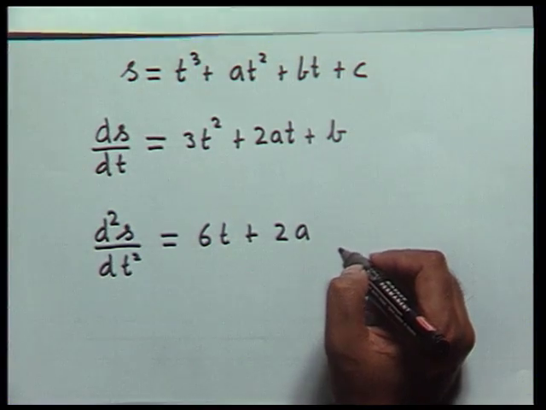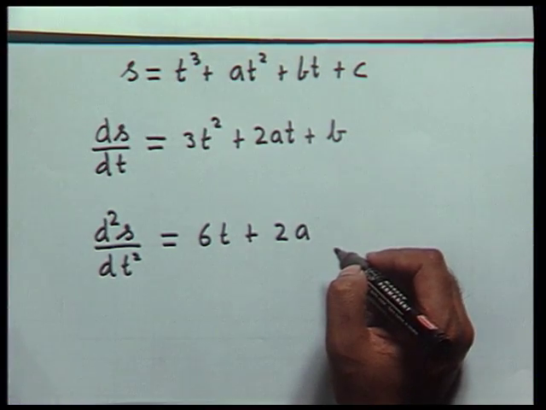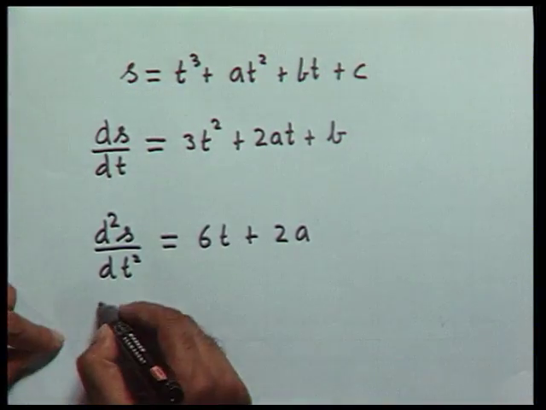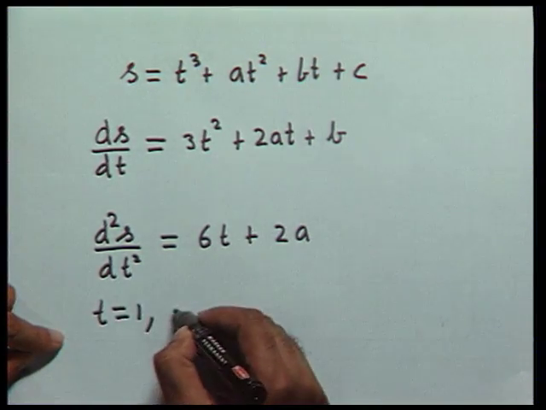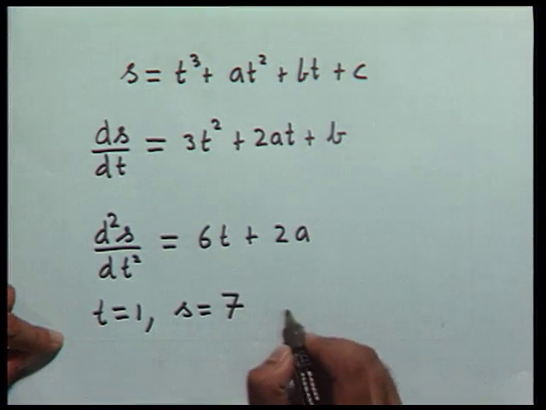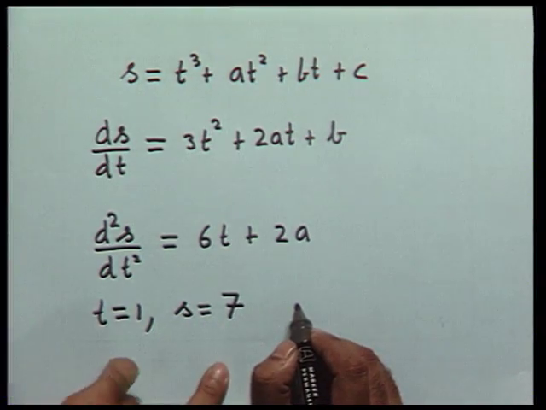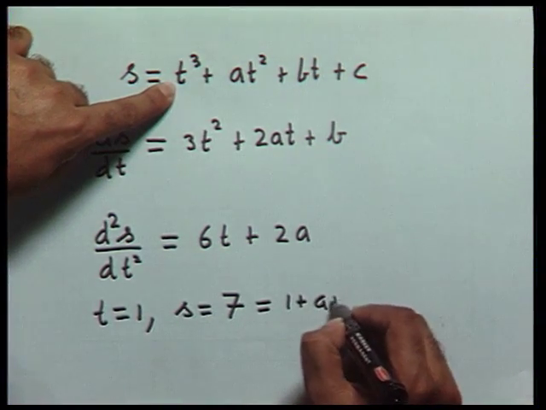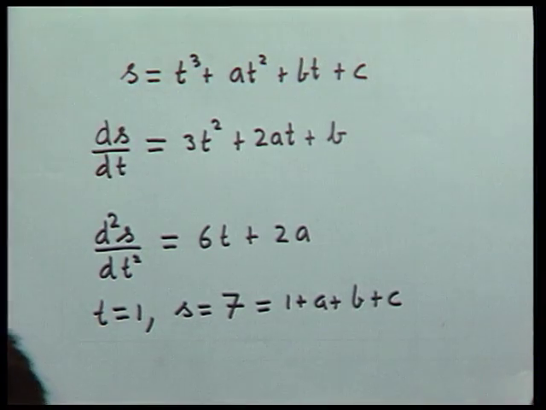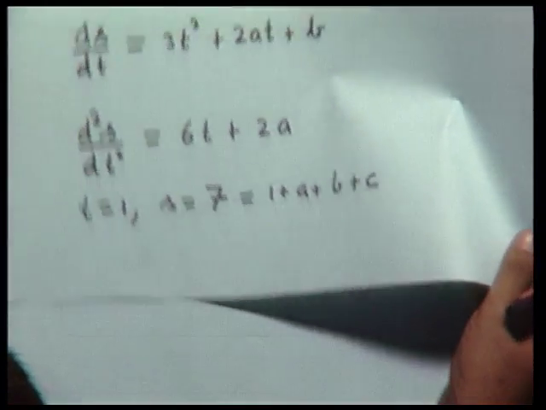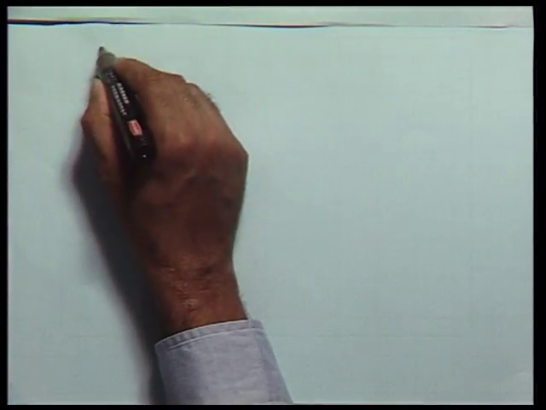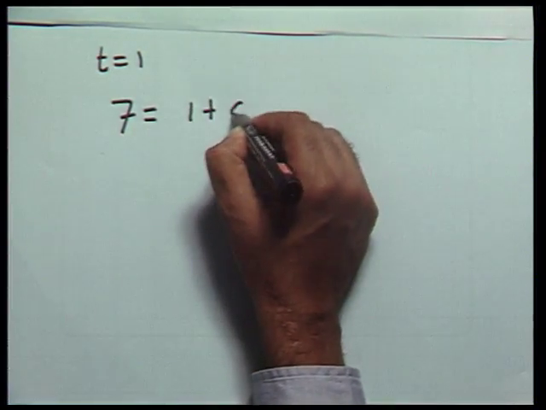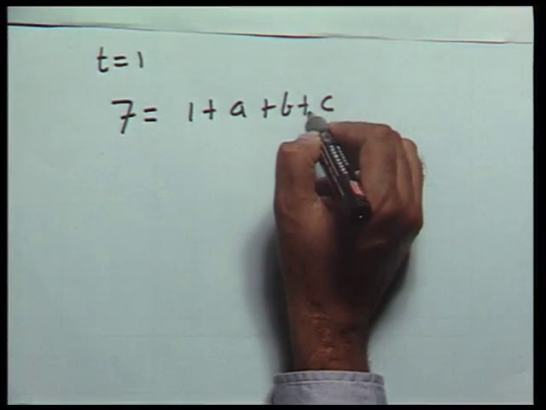We are required to find a, b, c, and we are told that at time t equal to 1, s is equal to 7. Well, when I put t equal to 1, s is really, by this expression over here, 1 plus a plus b plus c. That is the first of our equations. Let me just put it down on this other sheet of paper. So, at t equal to 1, I find that 7 is equal to 1 plus a plus b plus c.